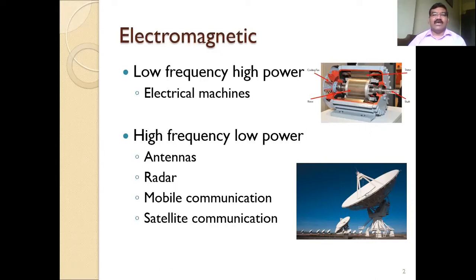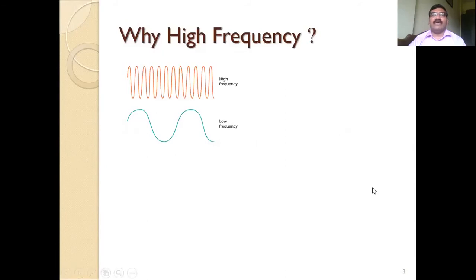In general, between any two antennas, one antenna is a transmitting antenna and another is a receiving antenna. Think of any application, like your mobile: it has an antenna, transmitting and receiving. Any such application comes in this category, high frequency. The question is why we need to go for high frequency. Previously we used 50 hertz, now we go for kilohertz, megahertz, gigahertz, terahertz, and so on. Why do we go for higher and higher frequency?